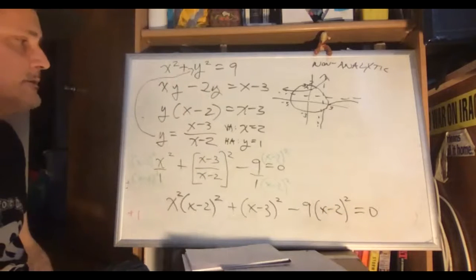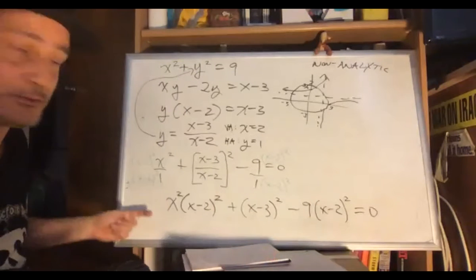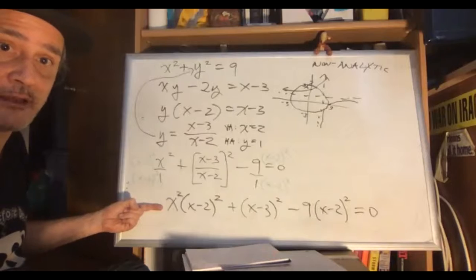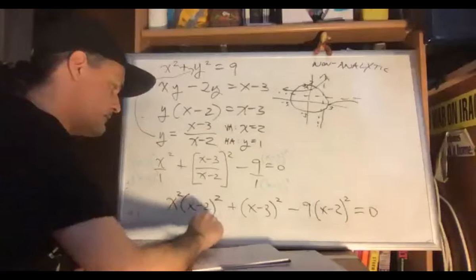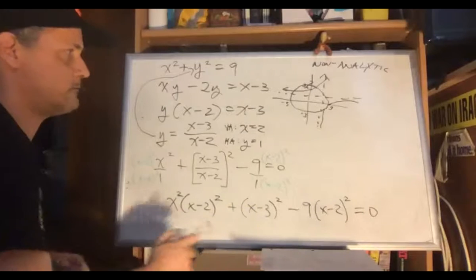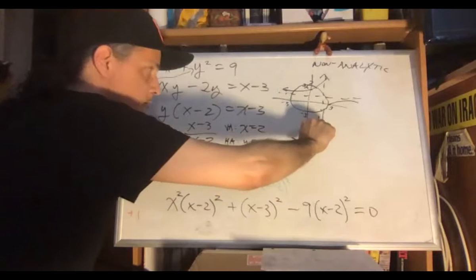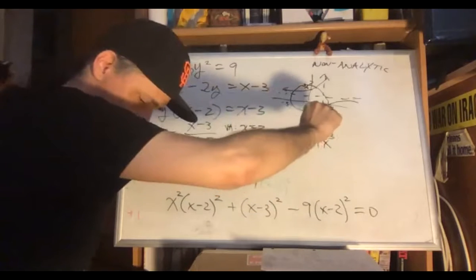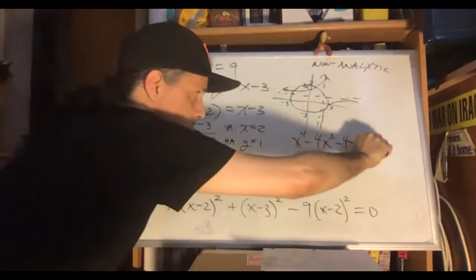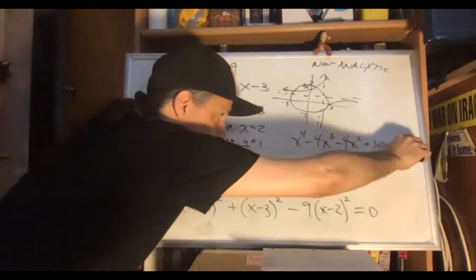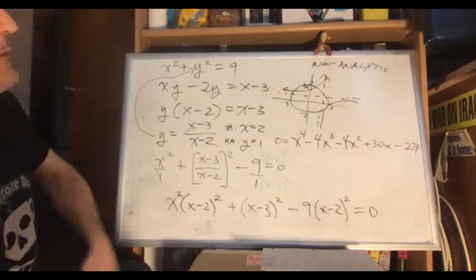Now, you don't have to multiply this all out because the beauty of the modern world is we got Desmos. Desmos will take this. Now, if you did multiply it all out, what you're going to wind up with is, let me write this over here, x to the 4th minus 4x cubed minus 4x squared plus 30x minus 27. And we want that to equal 0.